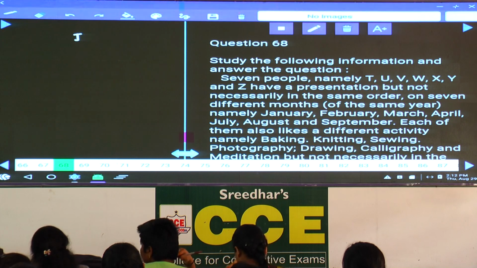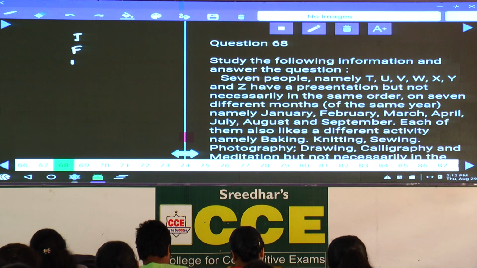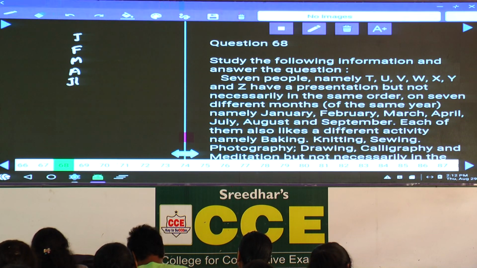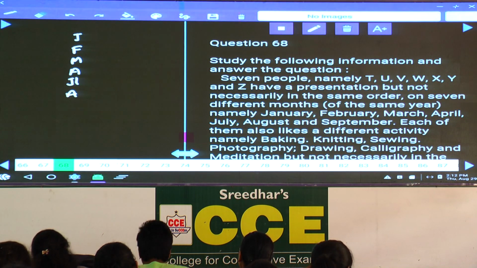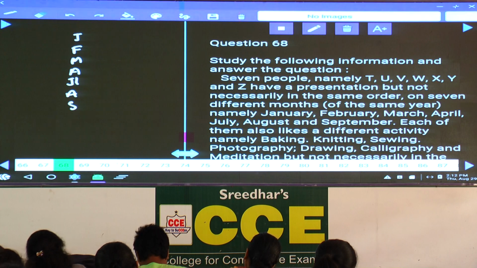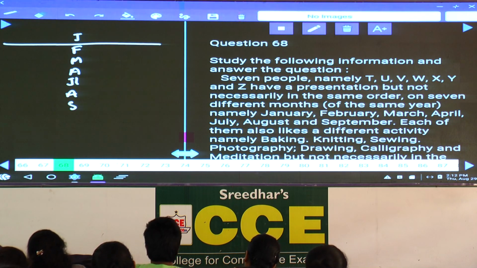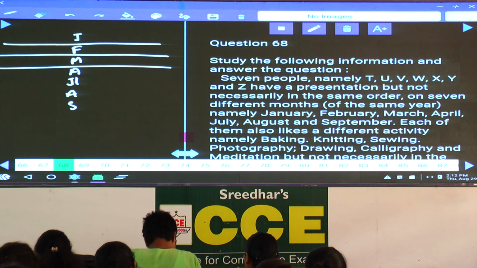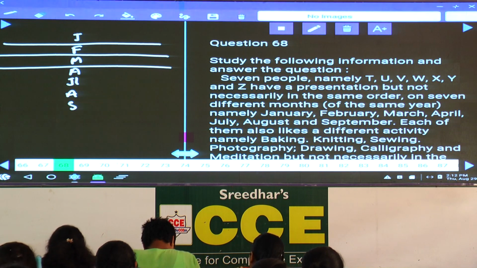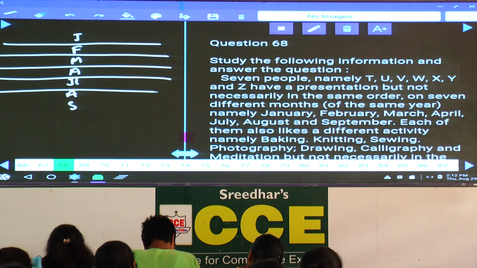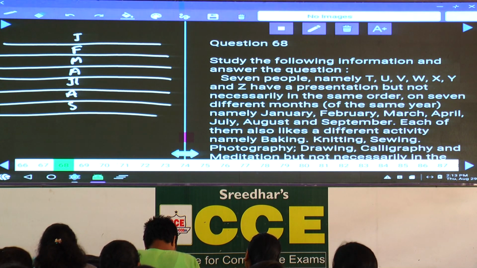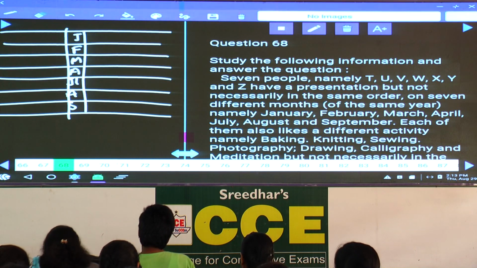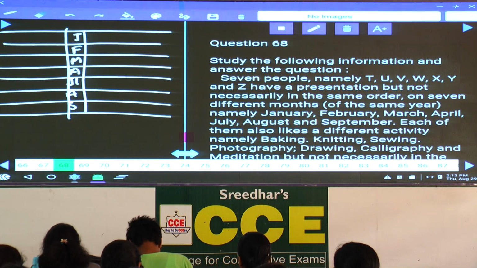Jan, and next one, Feb, March, April, and then July, August, September. Hence in total how many months do we have? There are 7 months, 7 people, and each has a presentation in these 7 different months. And each one of them also likes a different activity. Now 7 different activities were also there. So how many parameters are there in this one? There are 2 parameters. The first thing we need to identify is the person, and the next one is his activity. Clear now? Then coming to condition number 1 here.